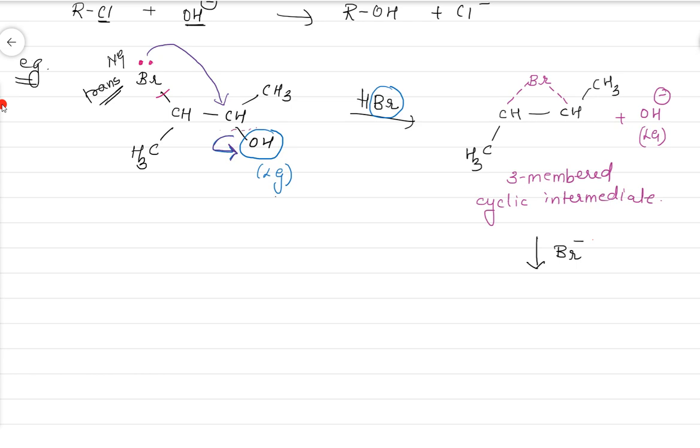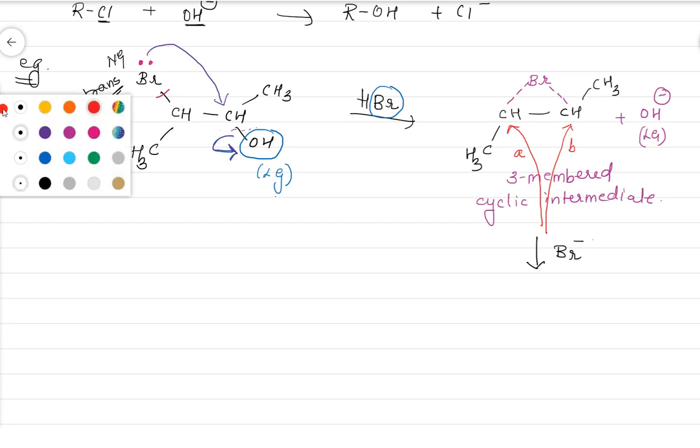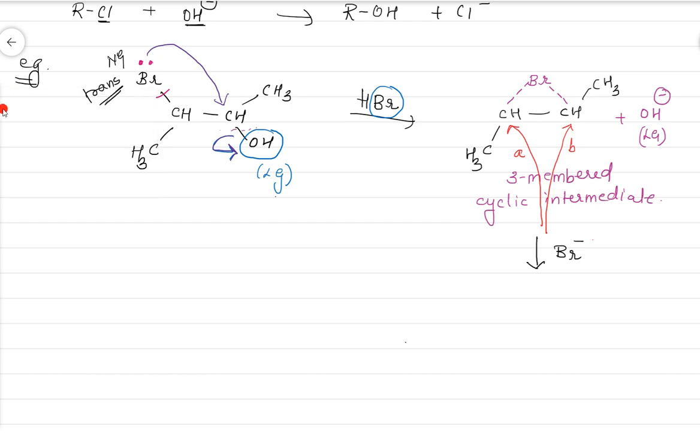So Br can attack either this carbon atom. Let's say this is path A. Br can attack either this carbon atom. So this is path B. So what do you get basically? We get two products. So what are those two products?